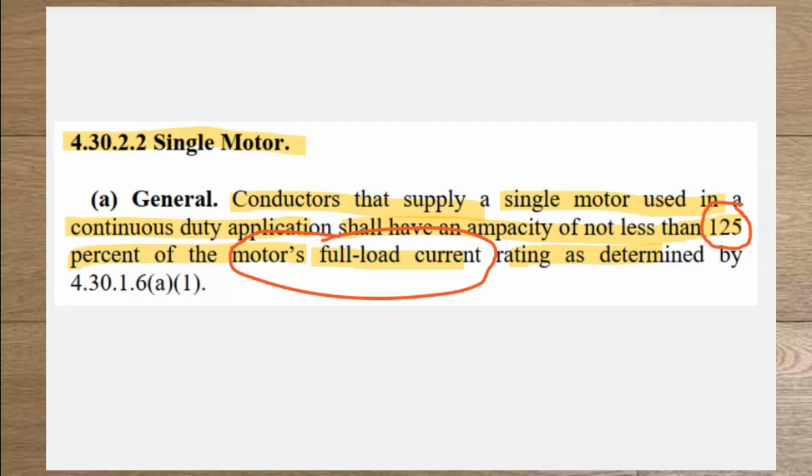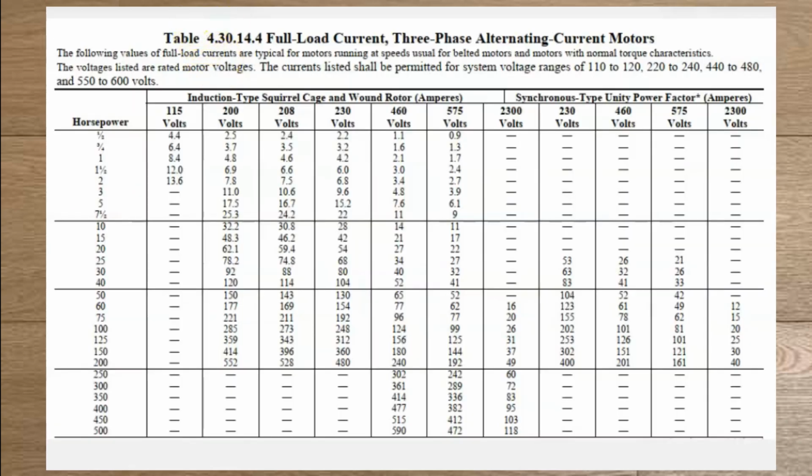But ano ba yung motor's full load current? So on the table, itong table 4.30.14.4, the full load current 3-phase alternating current motors. So yung ating motor is range just from 230 volts. So itong table is pwede natin gamitin. And then yung ating motor is induction type, squirrel cage.